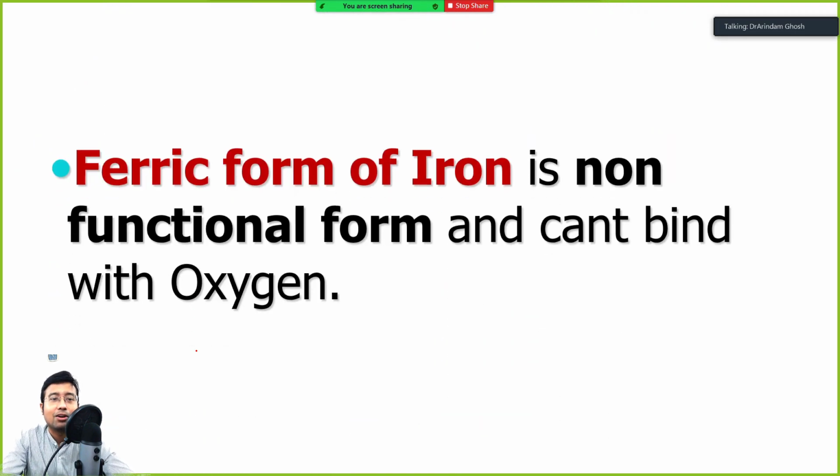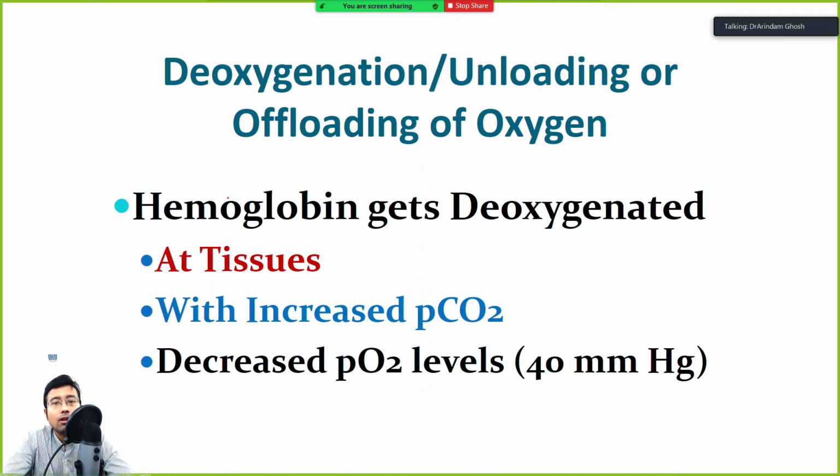red color of blood. So see, why is it not in ferric form? Because in ferric form the iron cannot bind to oxygen. Whenever it changes to ferric form, it is known as methemoglobin, right? So the ferric form of iron is not useful, it cannot bind to oxygen.